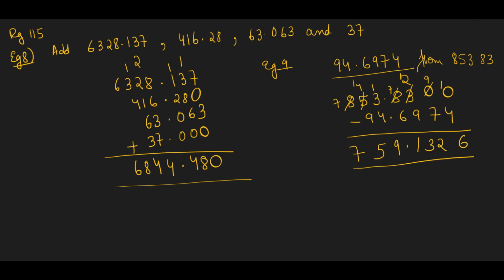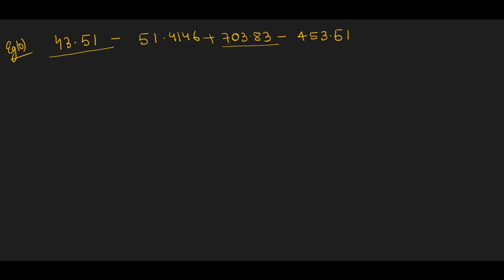Now, in example number 10, you have, children, simplify 43.51 minus 51.4146 plus 703.83 minus 453.51. Now children, in this type of question, what will you do? In these decimal numbers, you have a plus sign or positive sign, so you will add them.